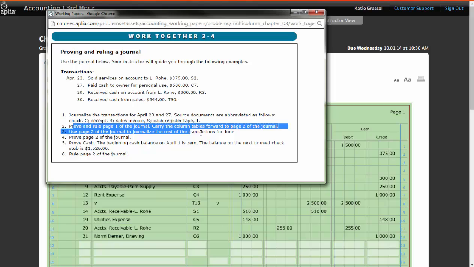And then notice instruction number 2. It says prove and rule the journal. And then it tells you to carry the column totals forward to page 2 of the journal. So we know that we have to have totals at the bottom of a page for a month. But sometimes 1 month may go on more than one page, and how do we deal with that? So we know after the 27th, we should be at the bottom of our journal page, and we have to total and prove. And then we need to go through and prove our cash. And proving our cash is another awesome way to see that we've done things correctly.